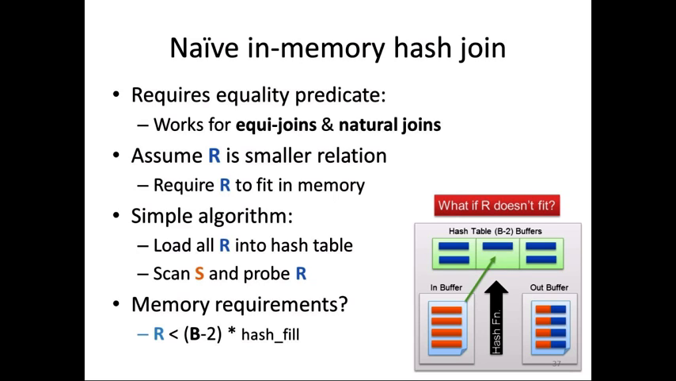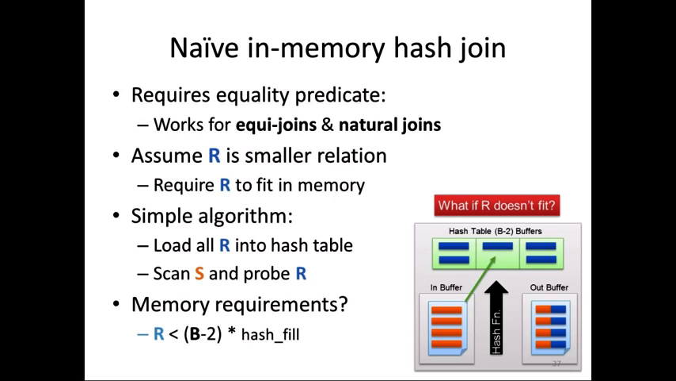And so we'll start with a naive approach that works in a corner case in which R, the outer relation, is really small, so small that it fits in main memory. In that case, we can load R in main memory and build a hash table for it.